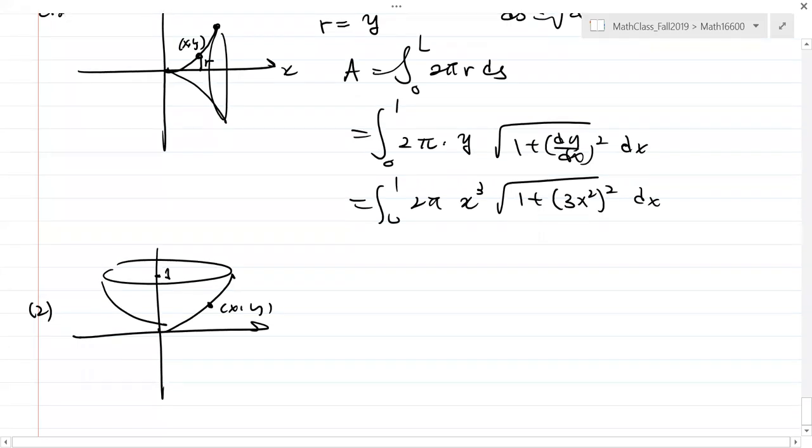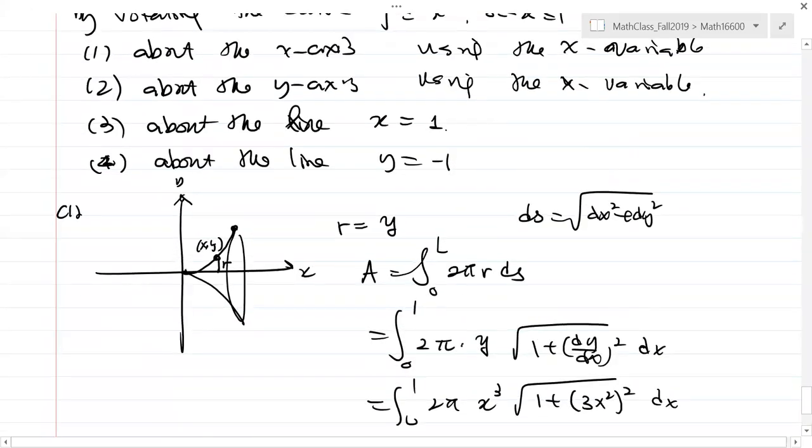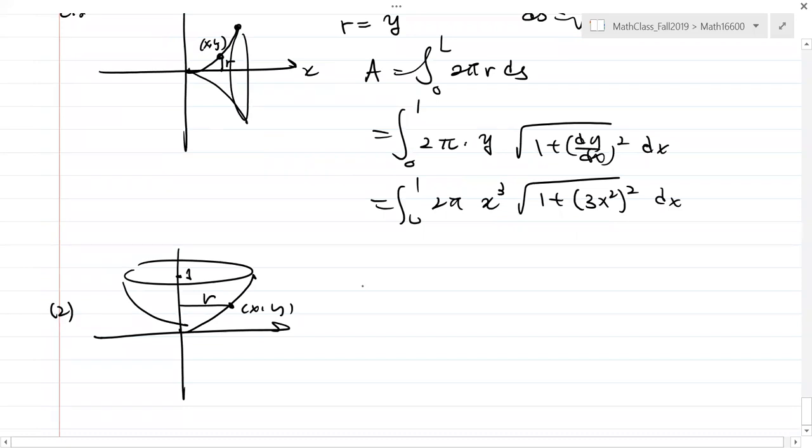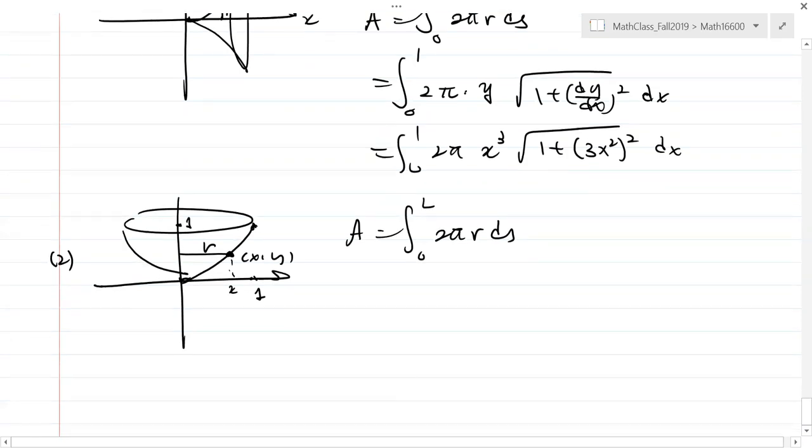Like this one, I want to use the x variable. First of all, you don't care about this, right? So you mark this as the radius, because it's rotation about the y-axis. According to our formula, when the point x, y moves from here to here, the x variable still runs from 0 to 1. So that's your x variable. The integral for the area is going to be 2 pi R ds, where s is the length of the curve, but we don't need to know that.